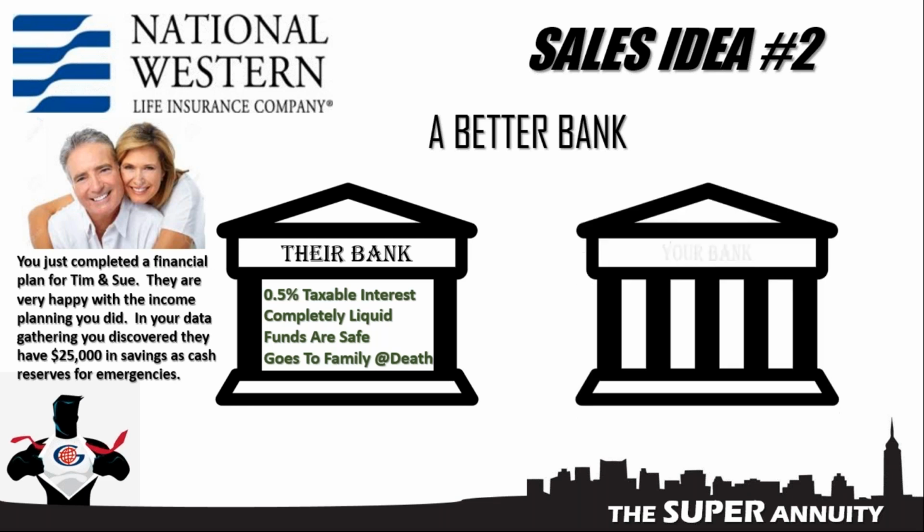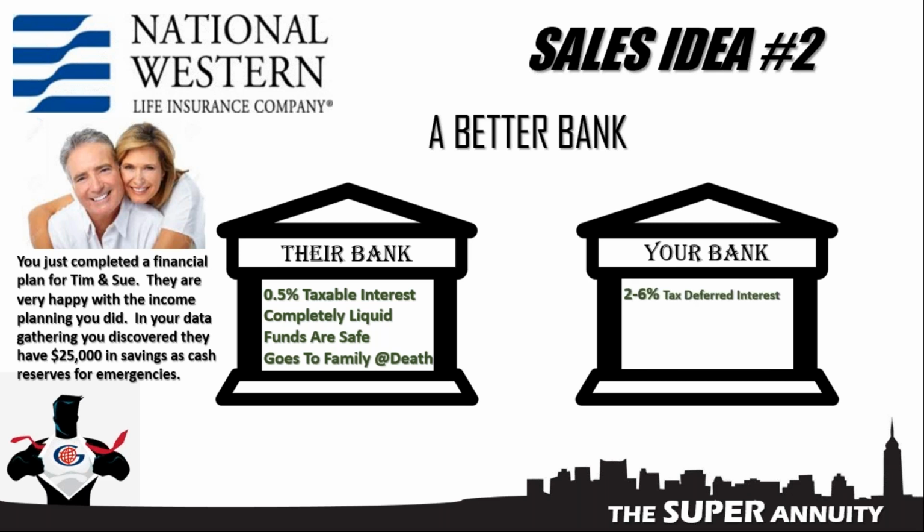Now let's look at your bank, the bank that you're going to suggest to these guys. In your bank, they could get anywhere from 2 to 6% in tax-deferred interest. So it's not taxable. They don't have to pay tax on what they make each year. They can defer it and let it compound. And they're going to have a much better chance of making money at your bank because they're not stuck to these super low savings account rates.